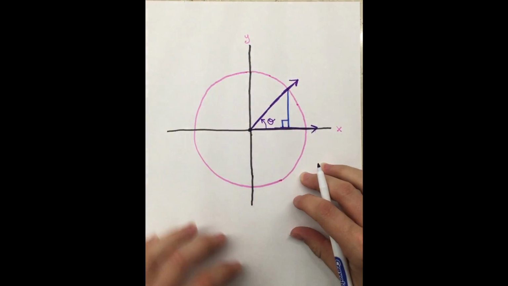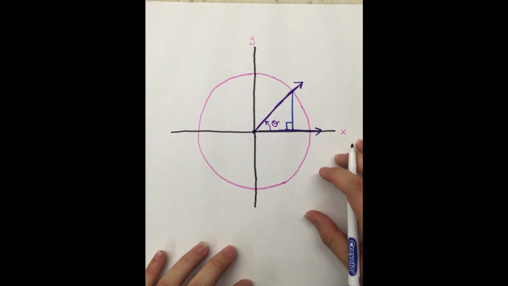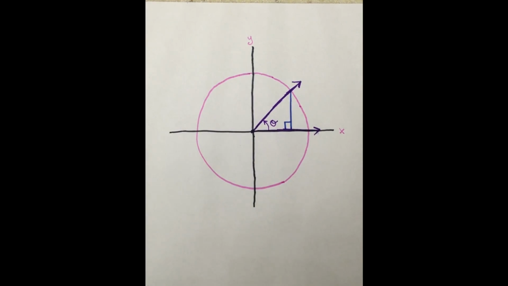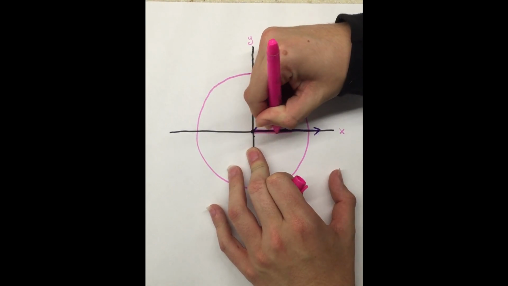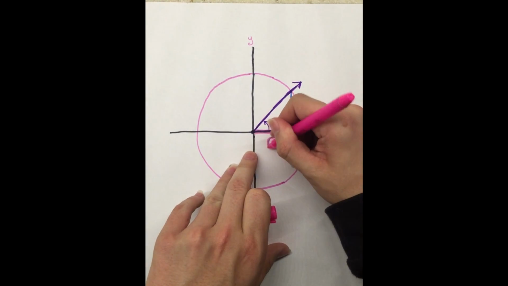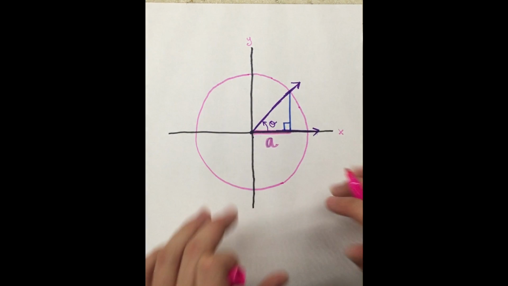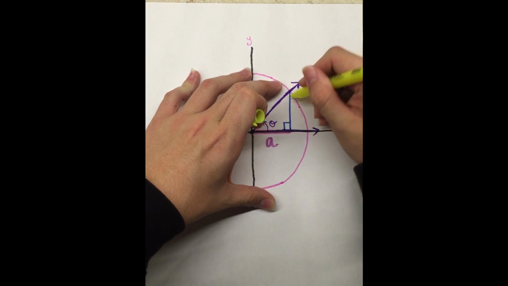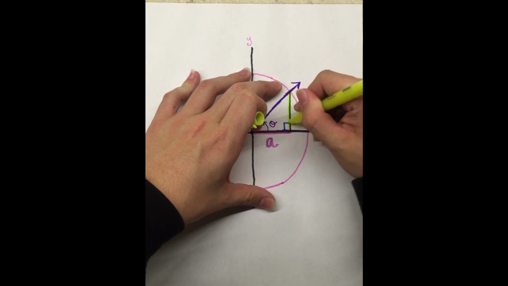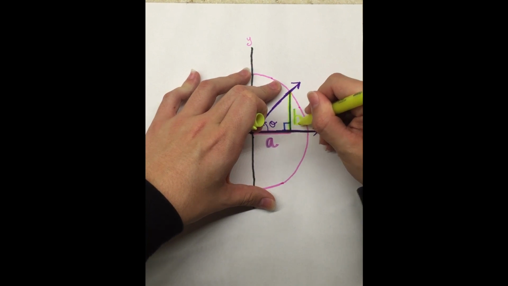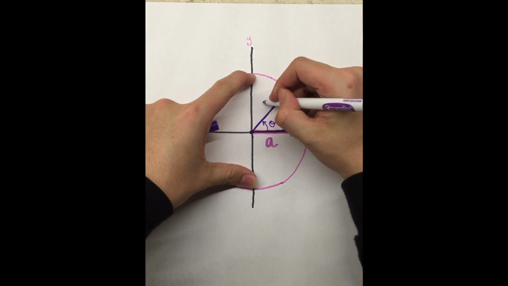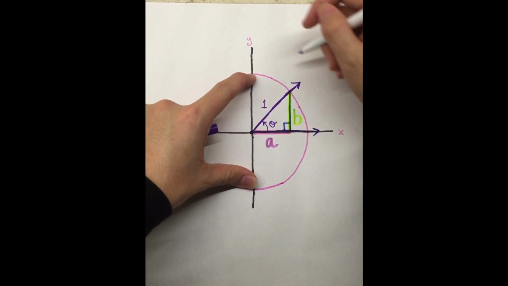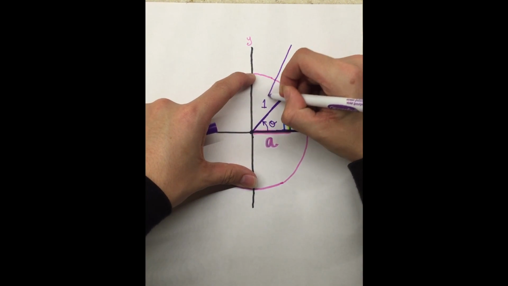Draw a right triangle with this angle, and you get 3 parts. You get the hypotenuse, and you get A and B. The highlighted pink part is A, or what we would normally call X. The yellow highlighted vertical part is called B, what we would call Y. The hypotenuse equals 1 because the radius of this unit circle is 1.